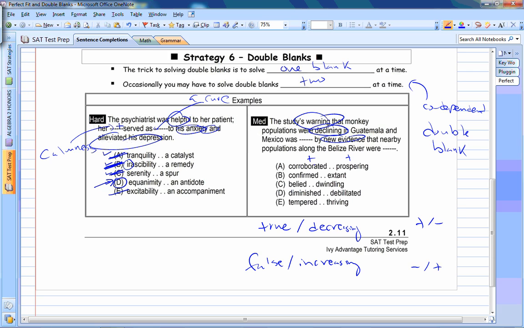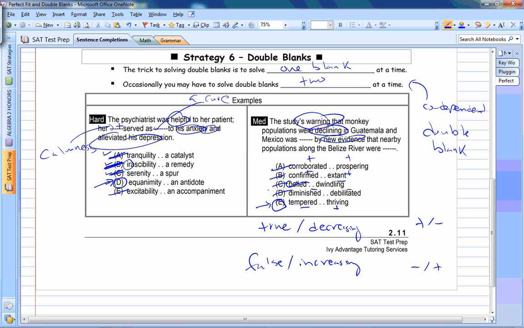Corroborate and prosper both have positive connotations. Out. Confirm is positive. Extant. Now that sounds like extinct, but if you're not sure, hold on to it. Belie and dwindling. Belie, BE is a positive prefix. This means to lie. It's negative, negative. That's out. Diminish and debilitate, both negative. Out. Tempered, like to temper your expectations, means to lower. That's positive. So I'm really liking E. Extant actually means the opposite of extinct. Actually means like to be thriving or prospering. So that's out. So it's got to be E.